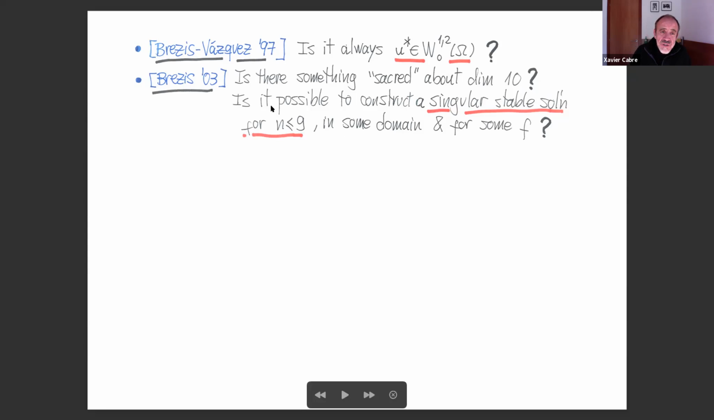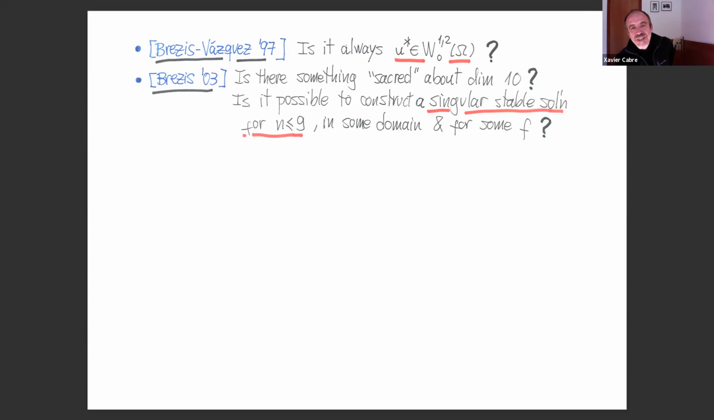Well, the one we are going to care about here is mainly the second one. And Brezis in this paper wrote explicitly the open problem like this: is there something sacred about dimension 10?